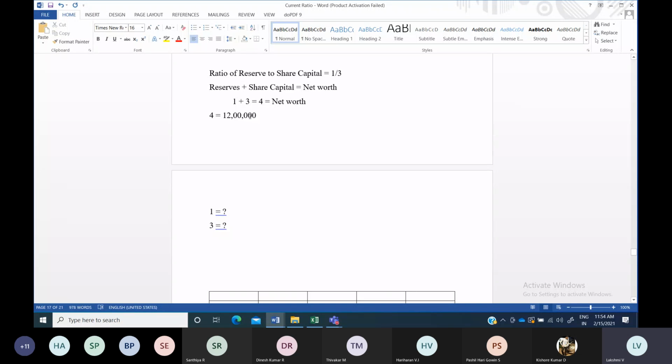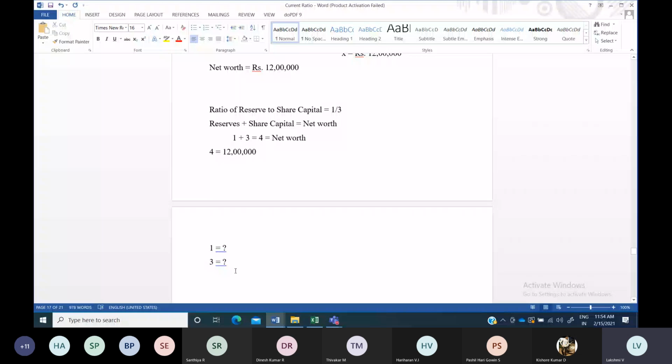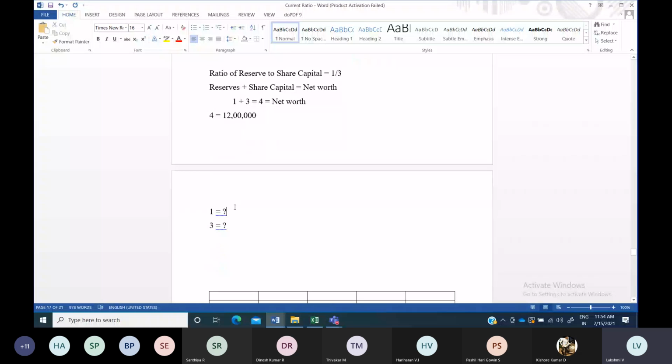So 4 is 12 lakh, then 1 is how much you have to find out. So 1 is what actually, it is reserves. Okay. And for 3, how much, that is your share capital, how much. Let us calculate now. So 1 will be your reserves. So how to calculate this reserves.